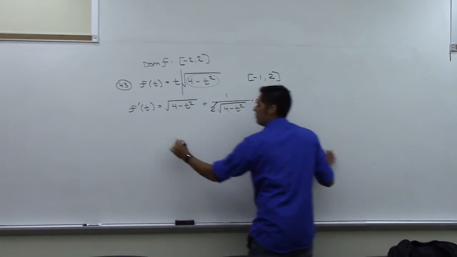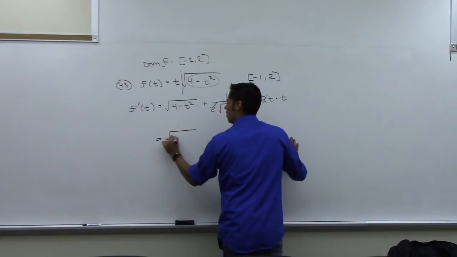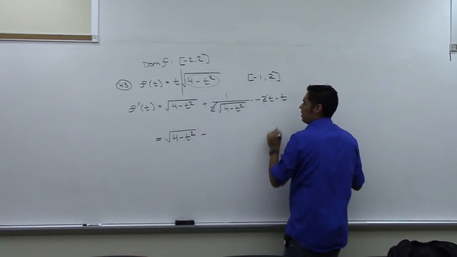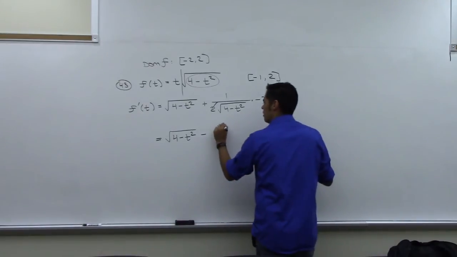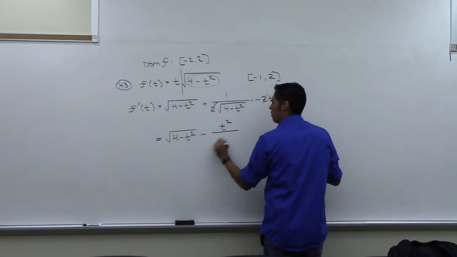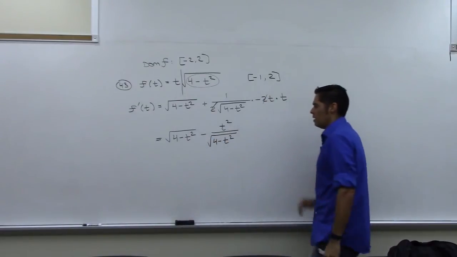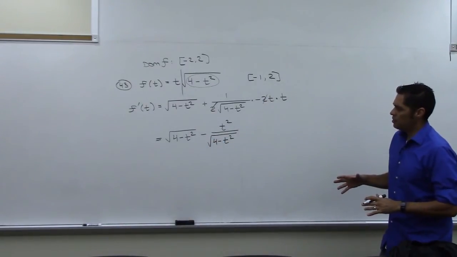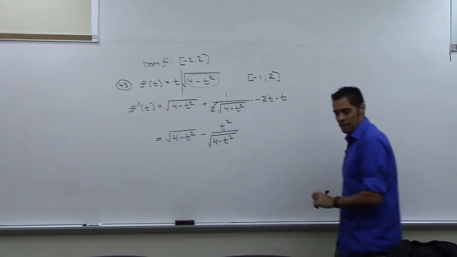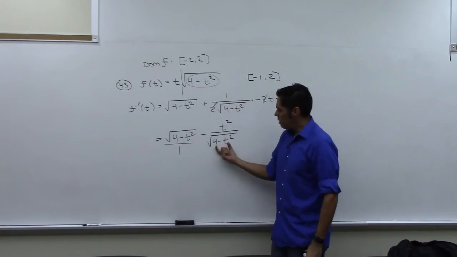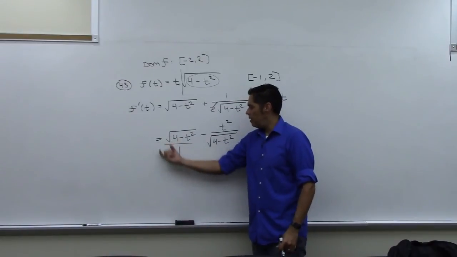Those 2's cancel. I get root 4 minus t squared minus, because of that minus sign, I have t and t, so I have t squared over root 4 minus t squared. Now I know I'm going to have to set this equal to 0, so I'm going to get a common denominator now. So this over 1. I'm going to put this denominator here up on top and bottom.